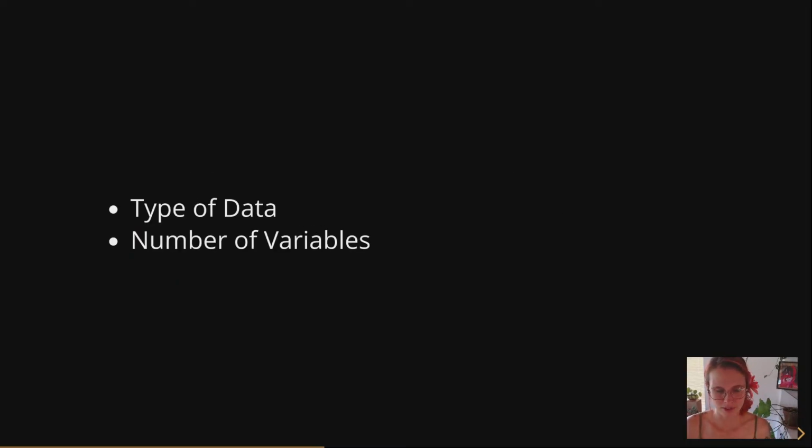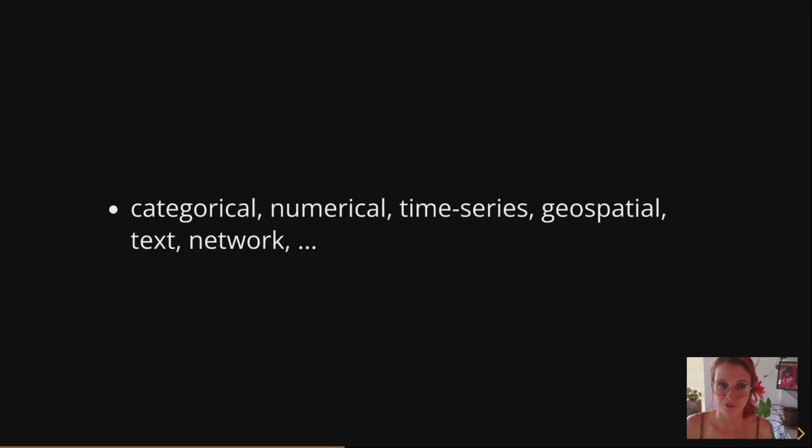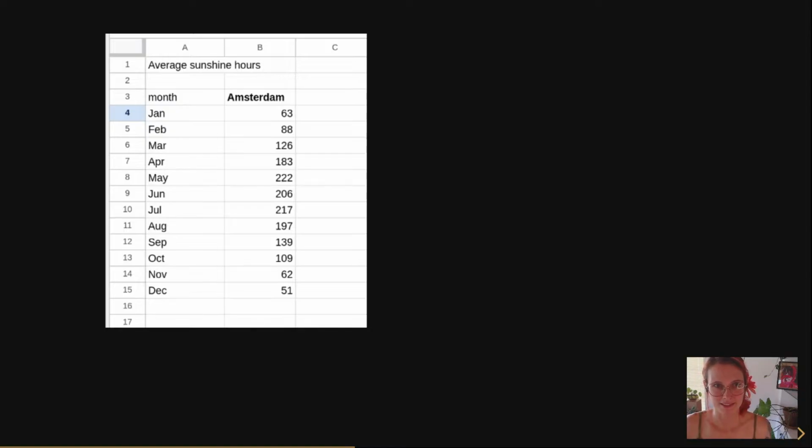There are two things that we need to pay attention to when understanding our data. Of course, we need to analyze it as well, but I'm not going to talk about that because that's a whole topic in itself. For analysis, we need to know the types of data. So we have categorical, numerical, time series, text, because this will have an effect on what kind of form we actually can choose. So let's go back to this data set, the average sunshine hours in Amsterdam. Very sad story, by the way.